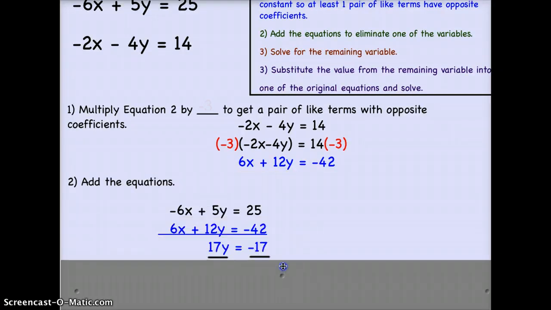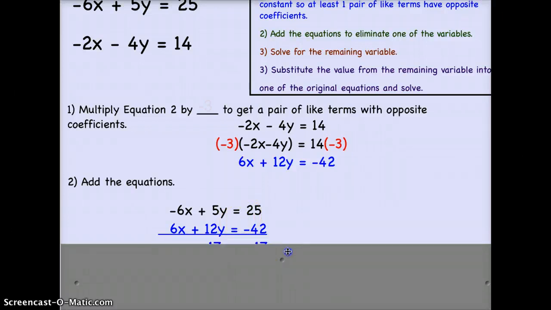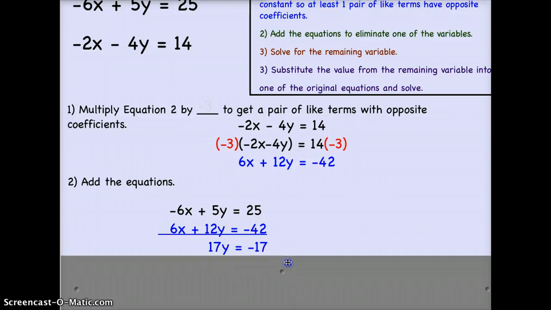So now I can add my equations. Now I have a pair of opposite coefficients. So here's my new equation 2. Here's equation 1 in black, equation 2 in blue. So now I can go ahead and add them. So negative 6x plus 6x will cancel. 5y plus 12y is going to be 17y, and 25 and negative 42 is negative 17. So I'm left with 17y equals negative 17.